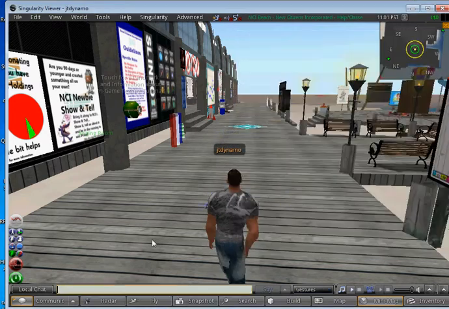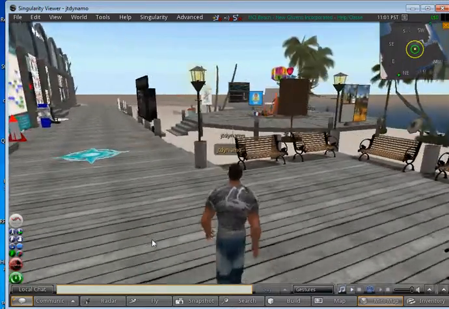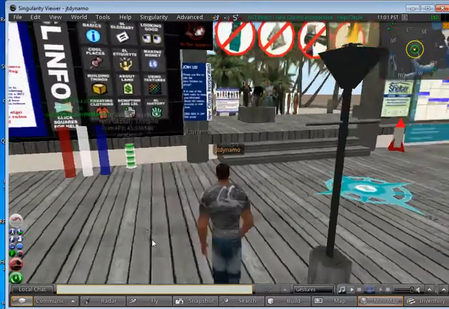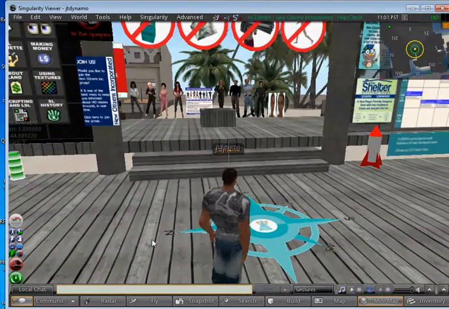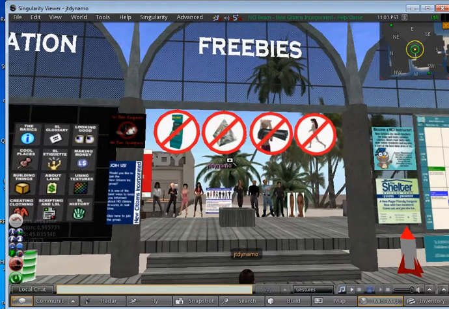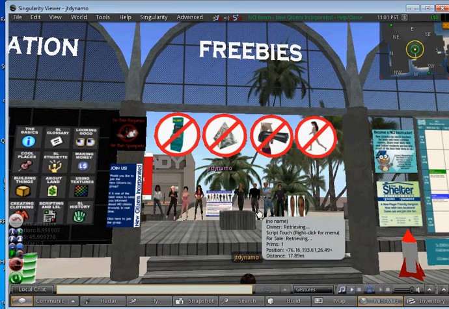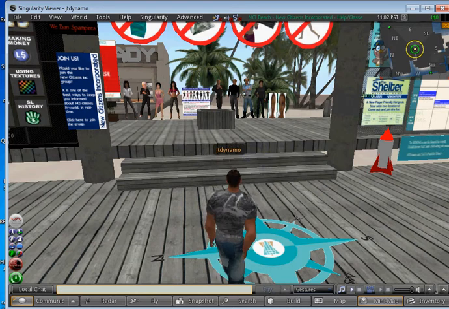Now, the next important rule is pretty much the same as my first video. When you get to a sim, look at the rules, know what the rules are. If they don't want you walking around naked or carrying guns or begging for money, don't do it. You'll just get yourself into trouble with the sim admins. Okay?